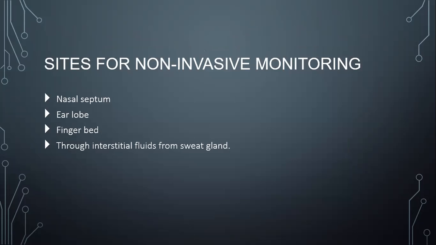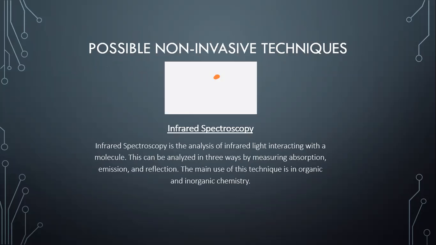So what are the sites which we'll be using in the body for non-invasive monitoring? Number one, nasal septum. Number two, earlobe. Number three, through the finger bed. Number four, interstitial fluids from sweat glands.